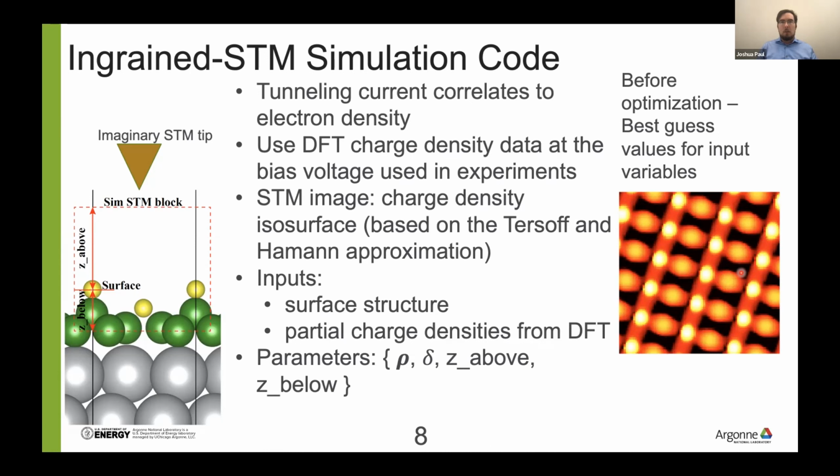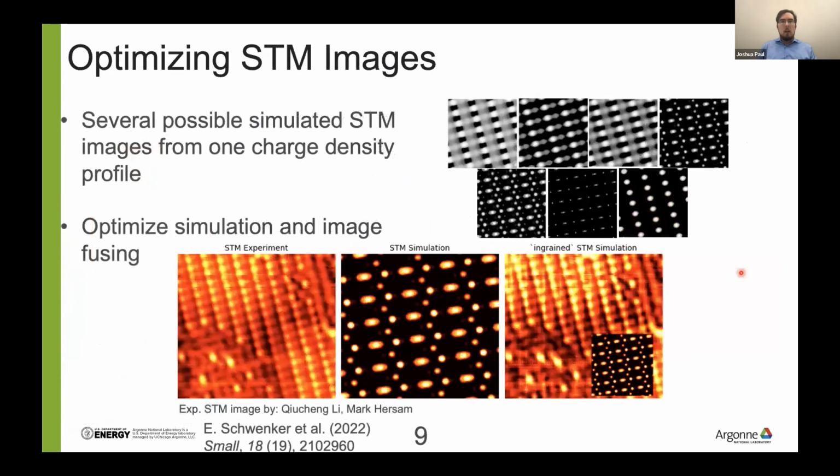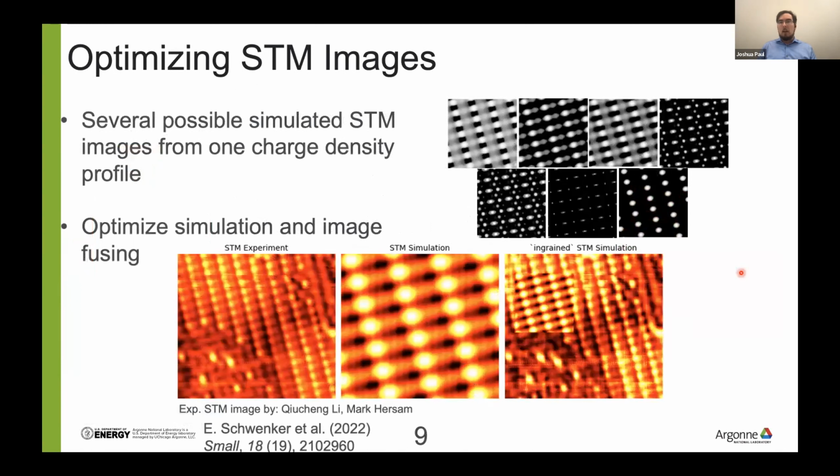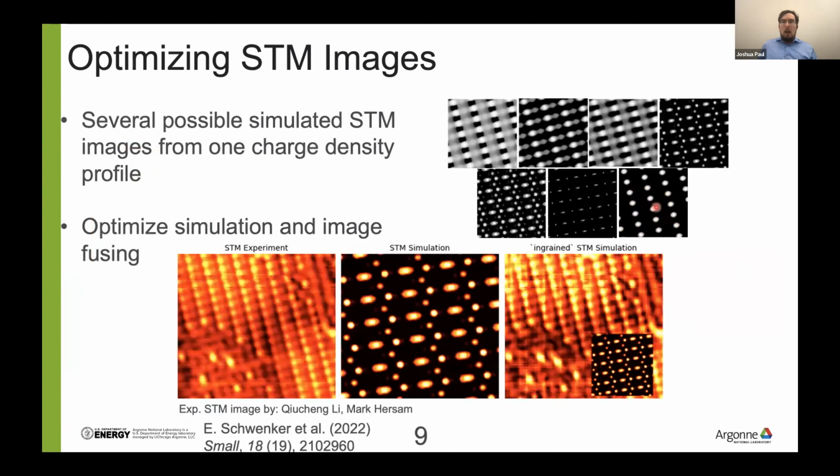There are several parameters in what I just listed that can be tuned, to say nothing of the rotation of the image relative to the experimental register, stretching and shearing that could occur, those sorts of skews in the experimental image that need to be replicated in the theoretical image. So Ingrained STM optimizes these parameters in an automated fashion.